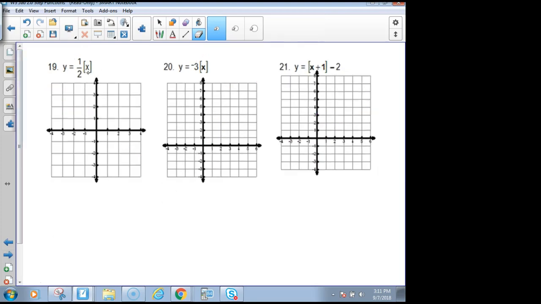All right, half of x, that means the steps are going to be only half apart. Okay, so if I put in 0, get 0, 1, I get a half. So my steps are only 1/2 apart. Kind of hard to fit it on here.